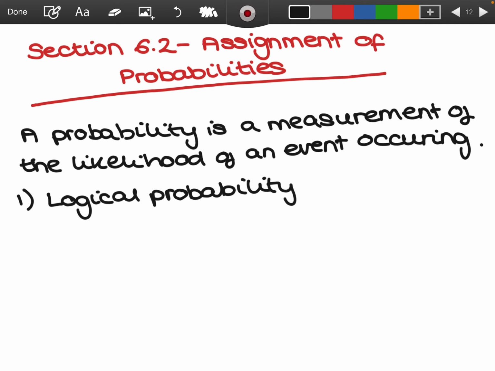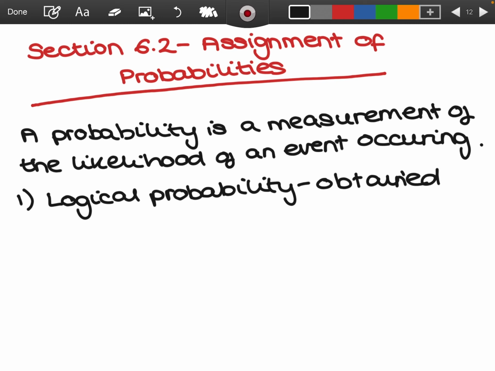And a logical probability is just obtained by using mathematical reasoning. So that brings us back to what we've been looking at with tossing a coin, with rolling a die, and looking at those probabilities of those things happening. Because there are a finite number of outcomes and each one has the same likelihood of happening, we can easily, by mathematical reasoning, figure out the probability of each event occurring.